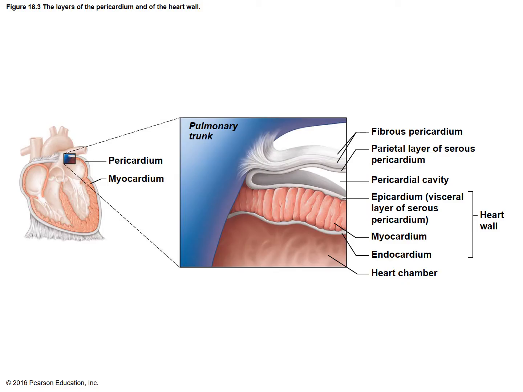So here you can see the various layers. The myocardium is the heart muscle itself. So you can see in the enlarged picture where you have the heart chamber, then the endocardium, the myocardium, which is the heart muscle, the epicardium, which is the visceral layer of the serous pericardium, and then the pericardial cavity that would be filled with fluid, and then the parietal layer, and then the fibrous pericardium.